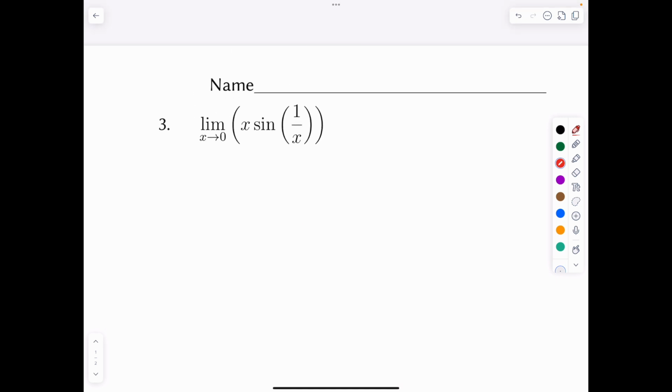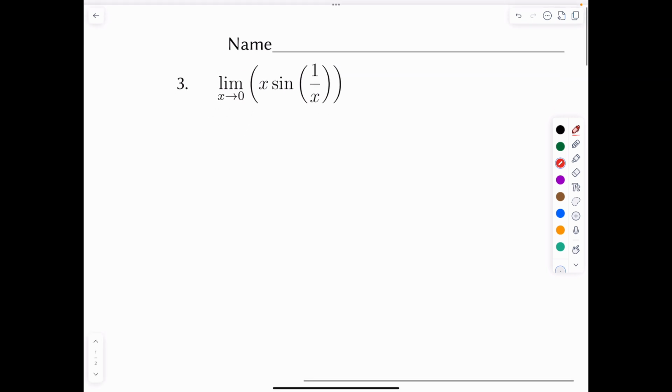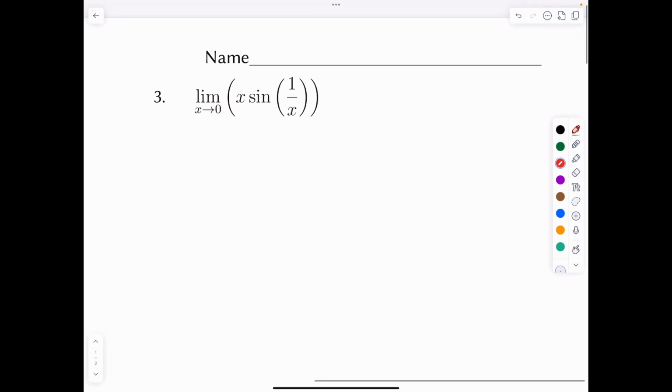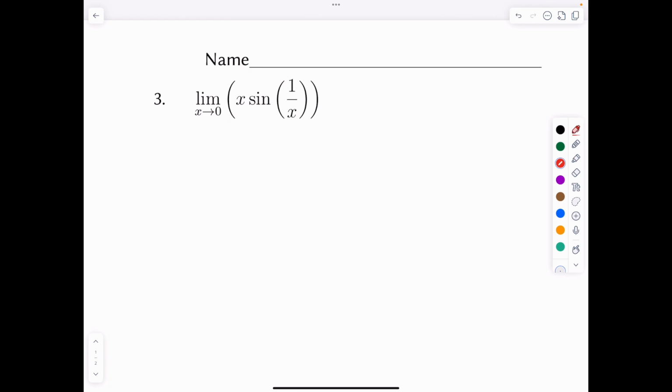We got a multiplication problem here. As you know, this can be 0 times something undefined. Wait a minute. 1 over, yeah, this thing just doesn't exist. Okay, so this doesn't exist. You really can't use L'Hopital's rule here.